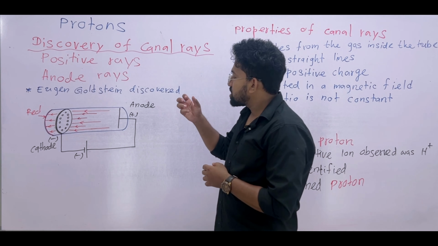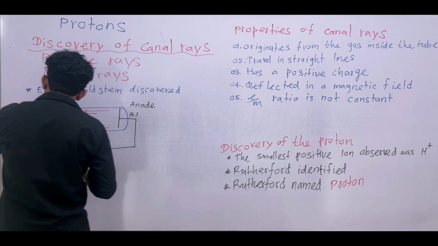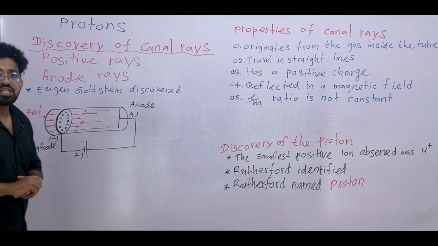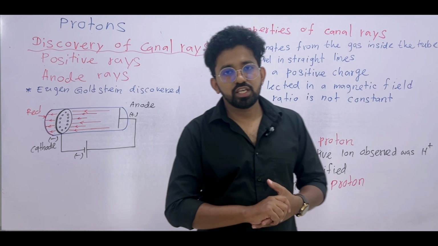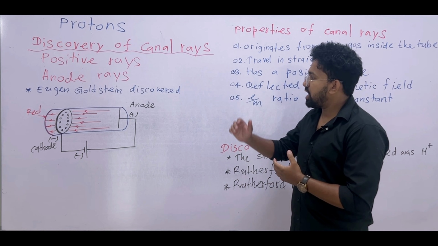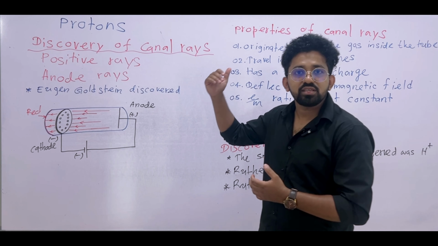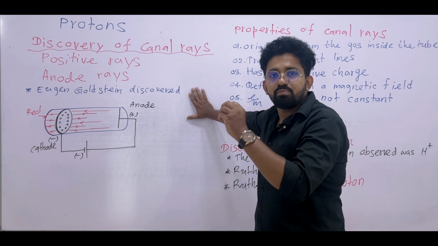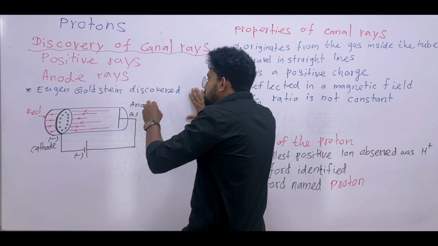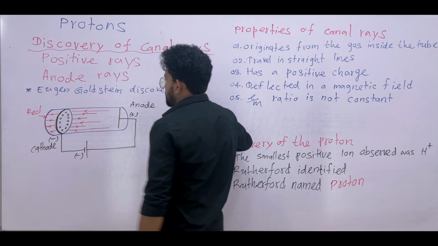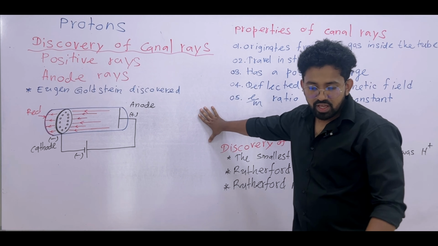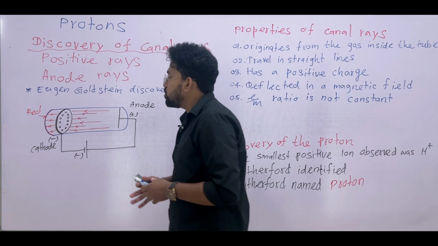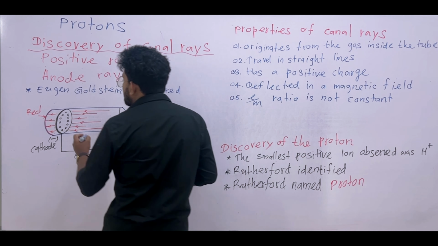When they hit the surface of the tube, they gave a red glow when we applied a fluorescent material like zinc sulfide, right? So what he observed is that a new type of ray goes through the holes of the cathode, and the direction of that new type of ray is opposite to the direction of the cathode rays.